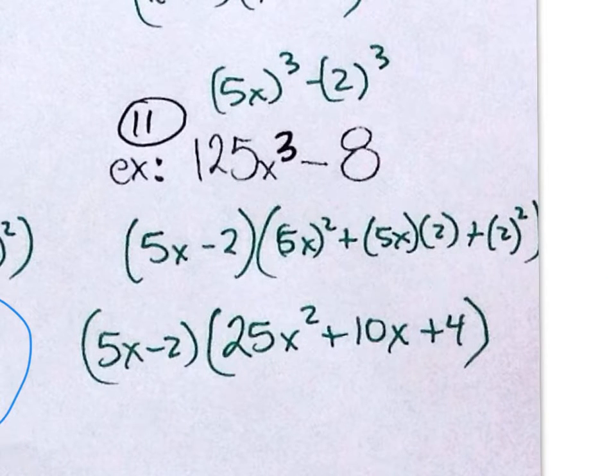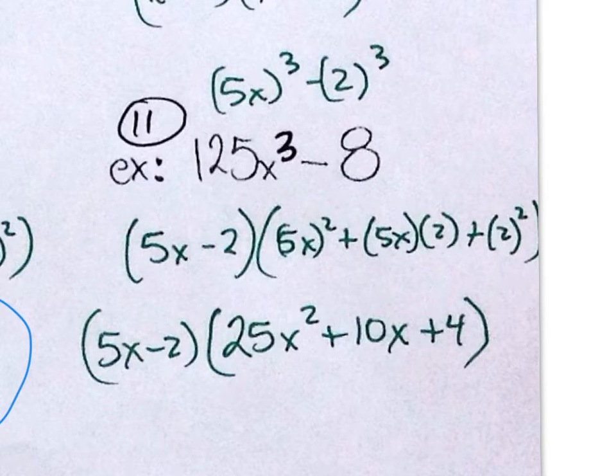Number 11, similarly, so this should have been an x to the third. Shame on whoever wrote that. But we have to recognize that this is something to the third power. 5x to the third power. 5 to the third is 125. And this is something to the third power. That's 2 to the third power. So here we're subtracting. Notice the difference in the equations.